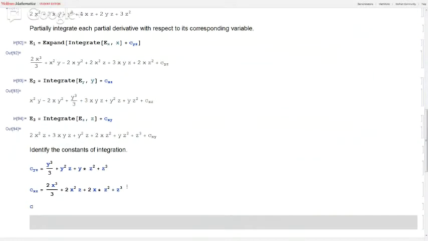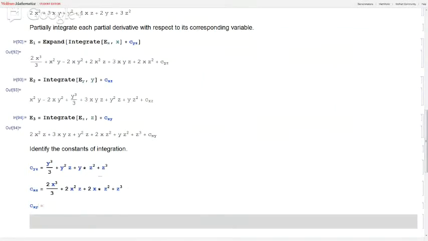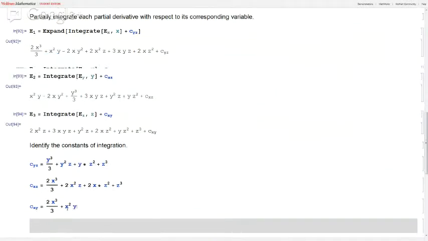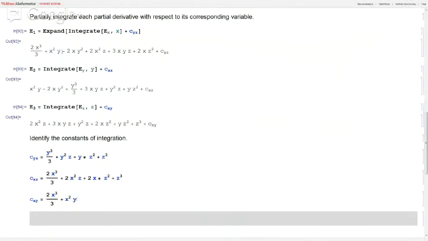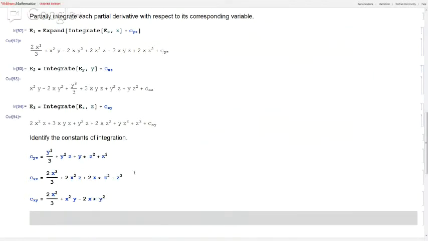Finally, I'm looking for the constant of integration that depends on x and y. So I'm looking for terms in E1 and E2 that depend only on x, y, or both. So it looks like I get to add this 2x cubed over 3 again. Oh, that doesn't depend on z. I get to add this. And this also does not depend on z. I'm going to add the multiplication sign. This depends on z, this depends on z, and this depends on z.